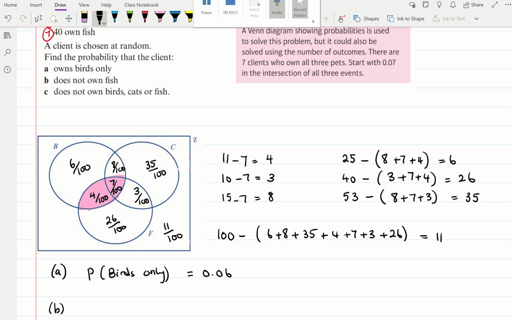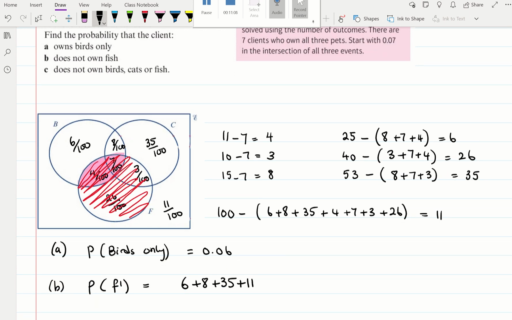The second one says does not own fish. No fish. So I would literally cover all of this. I don't want any of that. And then the probability of not fish is going to be 6 plus 8 plus 35 plus 11 over 100, which is 0.6, it's 60%.